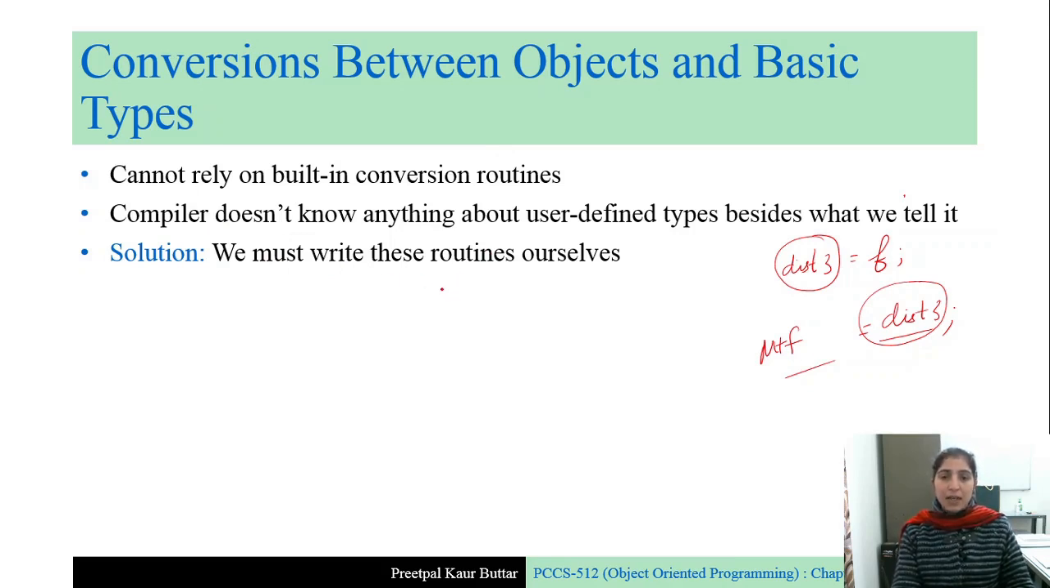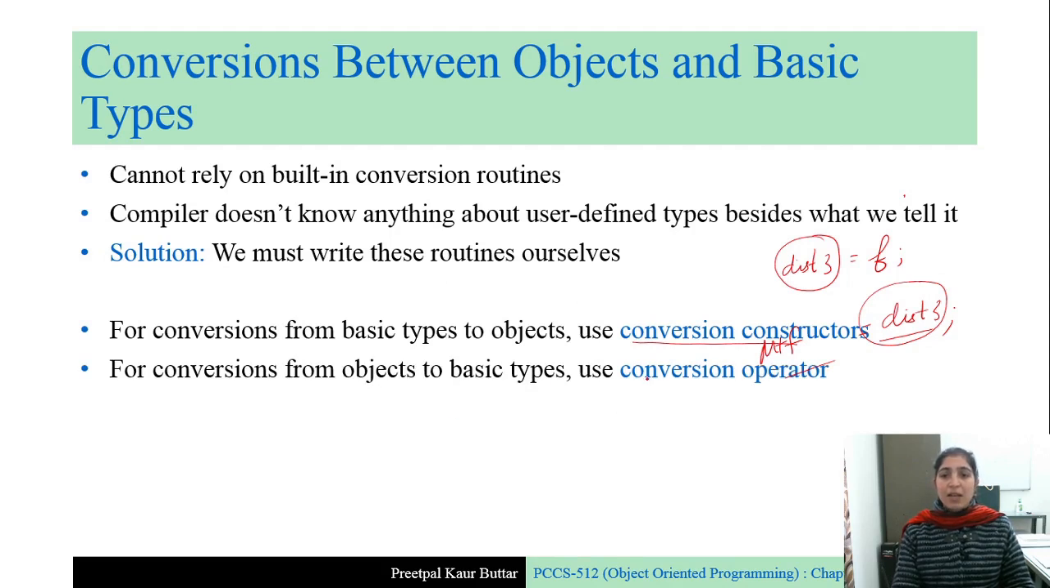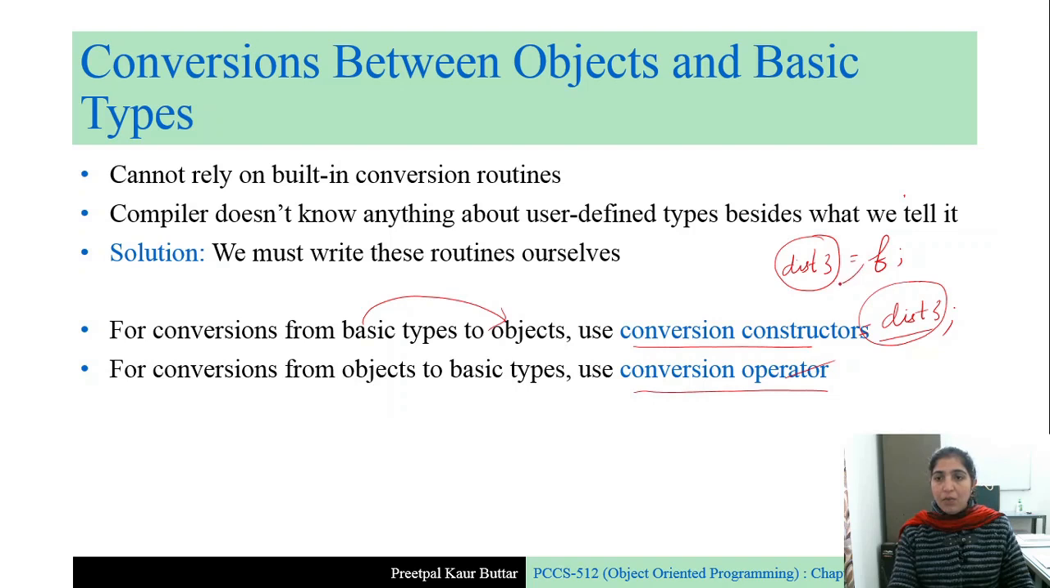Okay, so basically there are two kinds of conversion routines. Conversion constructors are there and conversion operators are there. Okay, so conversion constructors are used for conversions from basic types to objects. Okay, like this is a basic type and we want to convert it into an object. For this we will use a conversion constructor. And for conversions from objects to basic types, suppose we want to convert this object distance 3 to a basic type, then we will use the conversion operator.